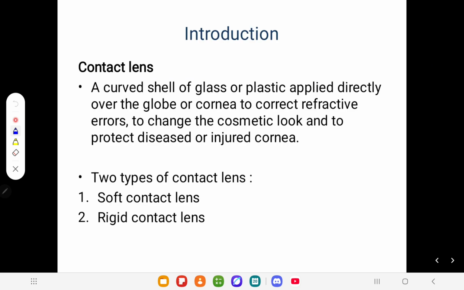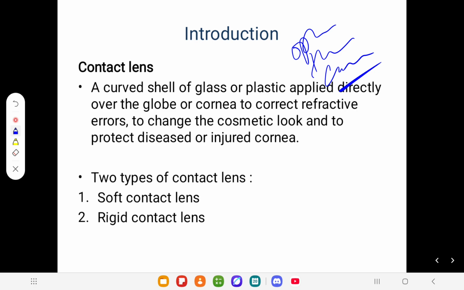So let's move forward. What is a contact lens? A corpuscle or glass or plastic that is applied directly over the globe or cornea to correct refractive error, to change the cosmetic look, or to protect against disease or injury of the cornea. So that's three uses for a contact lens: optical use to correct refractive error, therapeutic use to protect against disease or corneal injury, and cosmetic use.